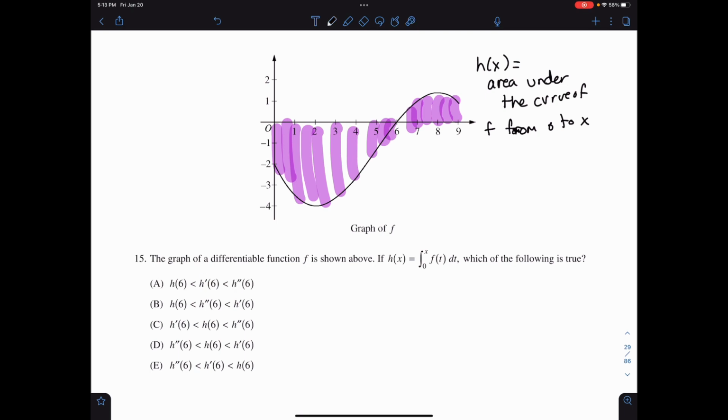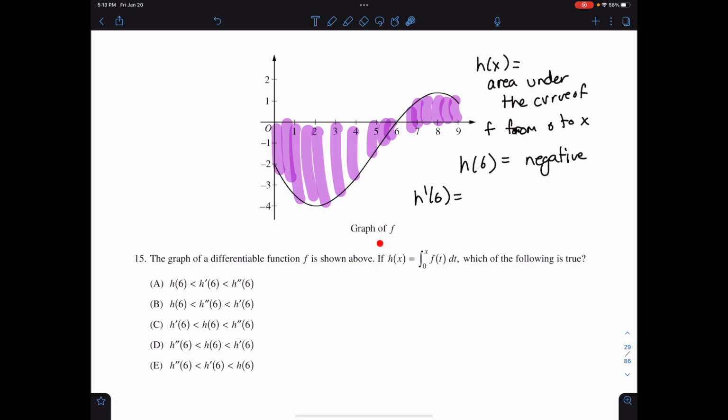So let's first look at h of 6. h of 6 is the area under the curve of this function f from x equals 0 to 6. And this whole region is negative. So we know that this is negative. Right. So now for h prime of 6, this is where it gets interesting.